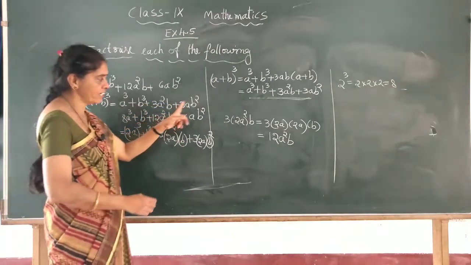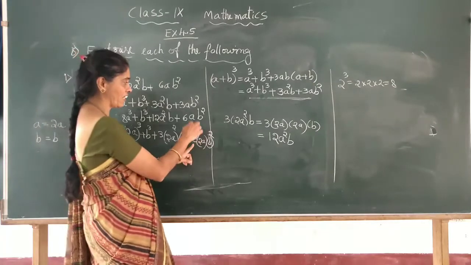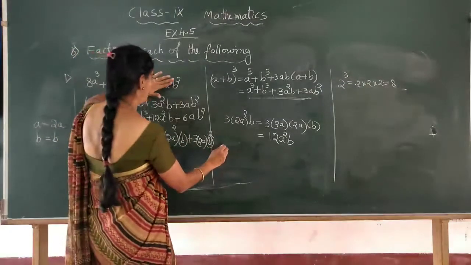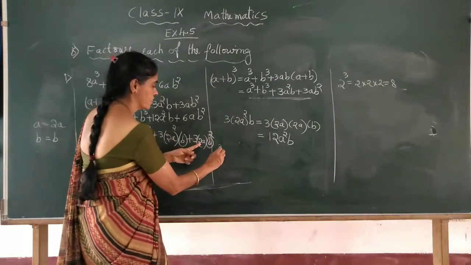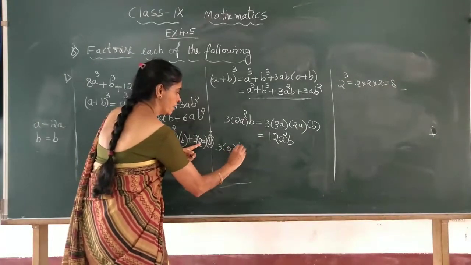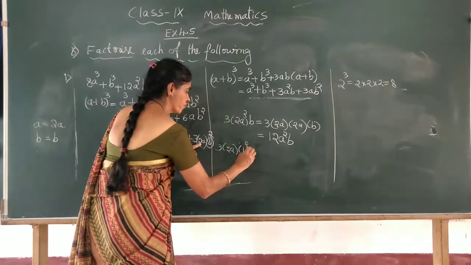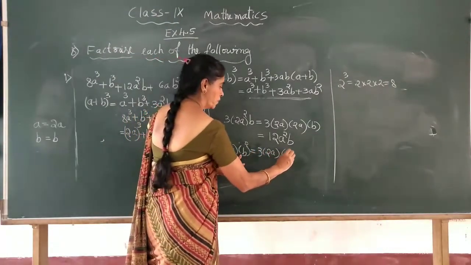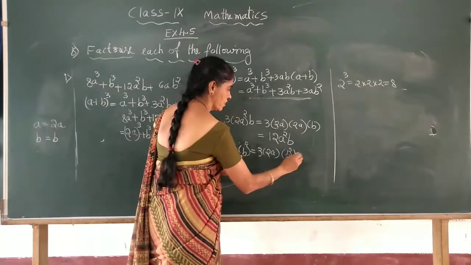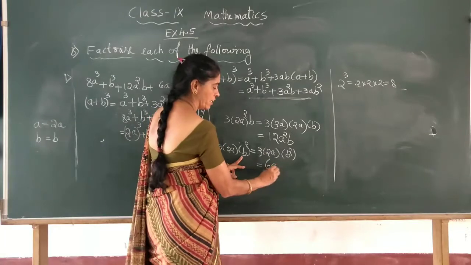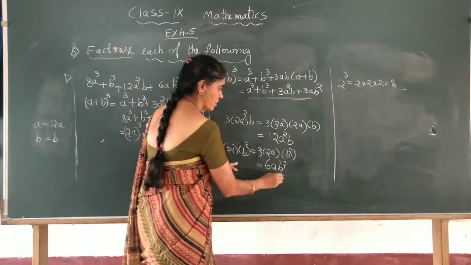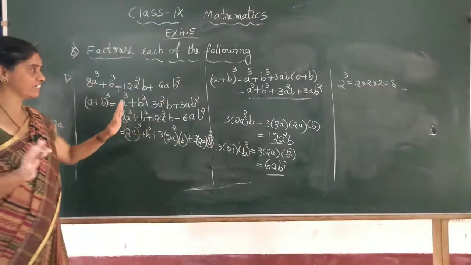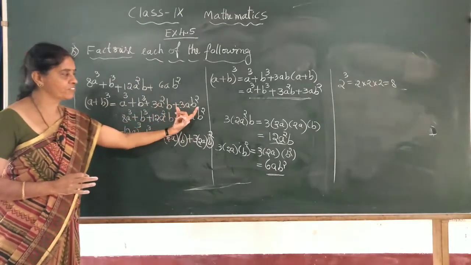Now I should write 3ab square, whether I will get the same number or not. Sorry, this one I should get. This is 3ab square, so I will write this one. I have written 3 into 2a into b square. Now simplify this: 3 into 2a into b square. What is the answer? 3 2s are 6 into a into b square. See, 6ab square, 6ab square. So I have not changed anything. The same answer I wrote in the pattern of 3ab square.